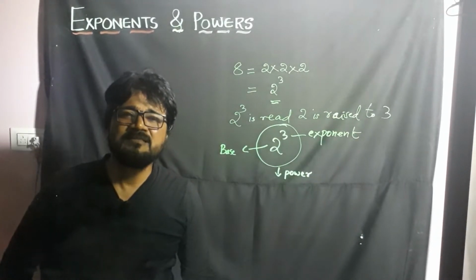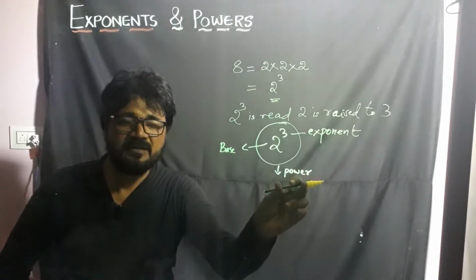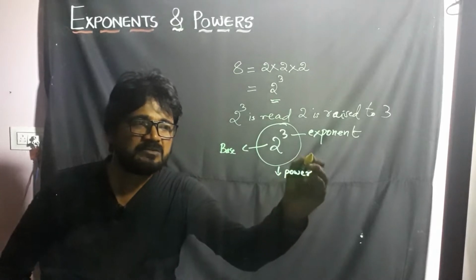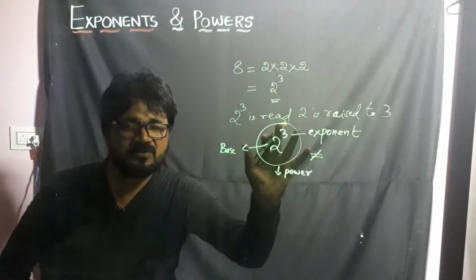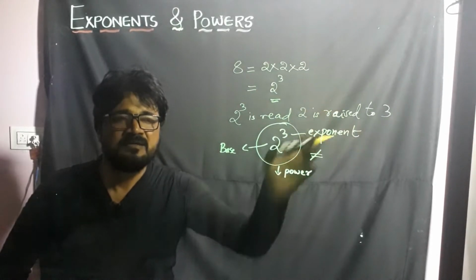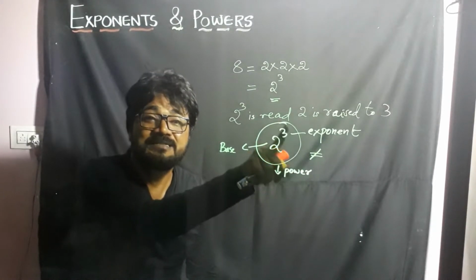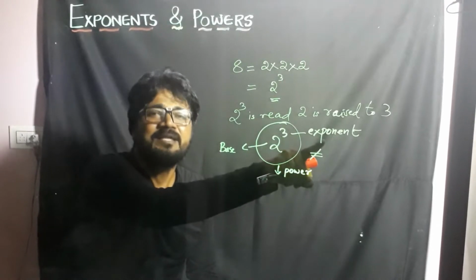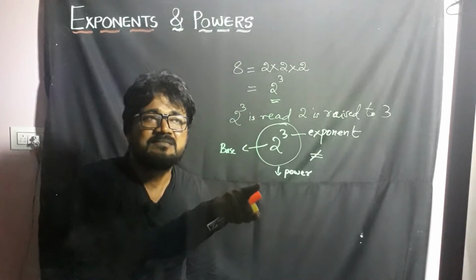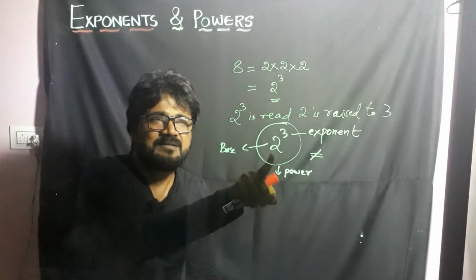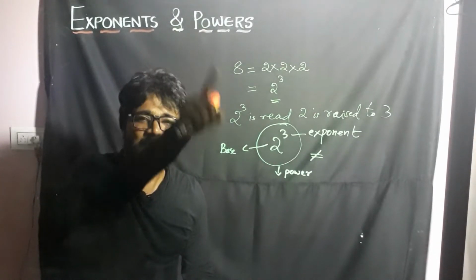Here the main thing students have to notice is that exponent is different from power. Exponent and power are not equal. They are totally different. If the power is given, you can find the exponent. Exponent is nothing but how many times the base has been written. Power is nothing but a product of the same factors written as 2. So this is the main thing, that is exponents and powers.